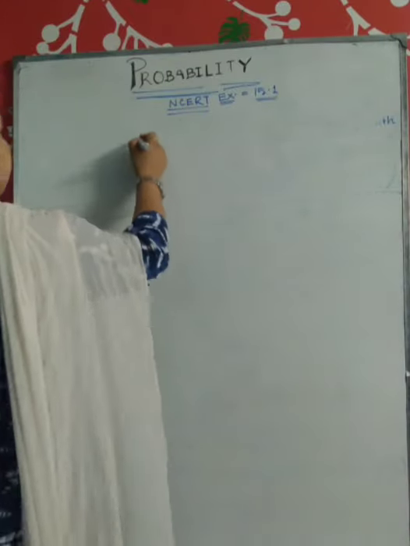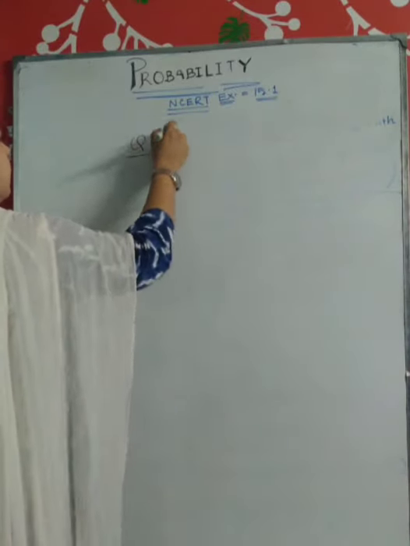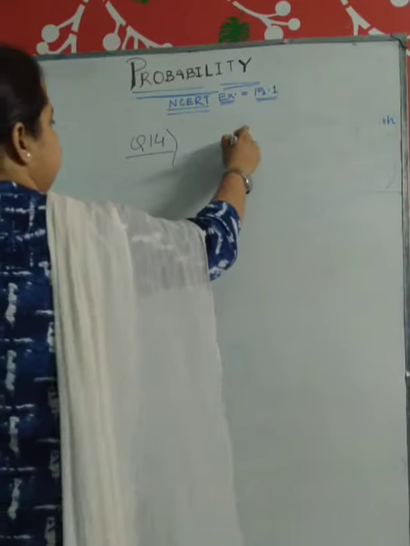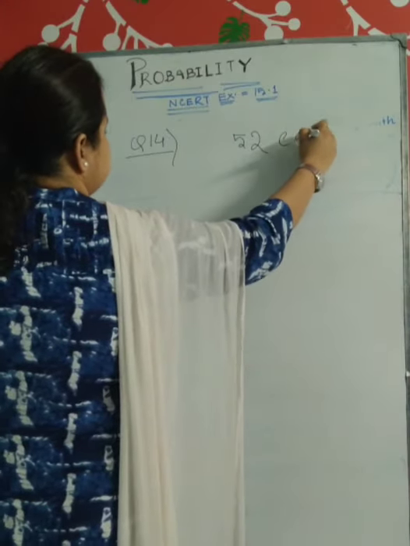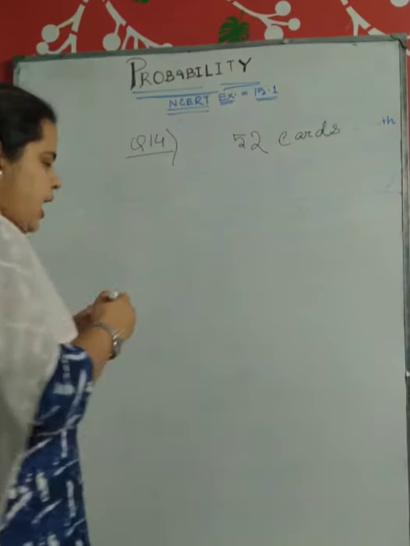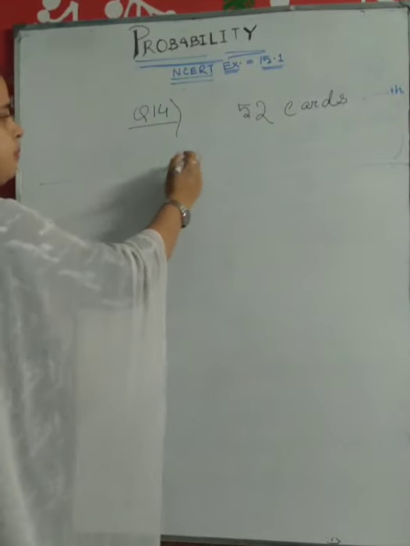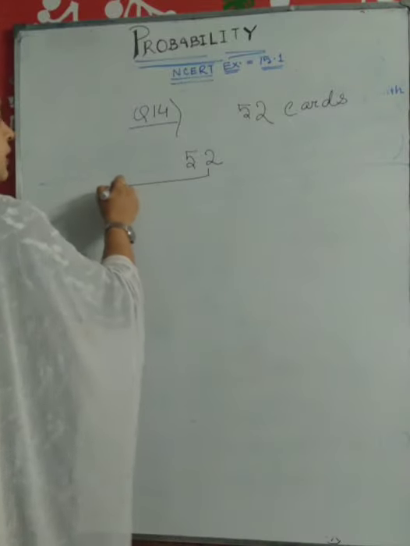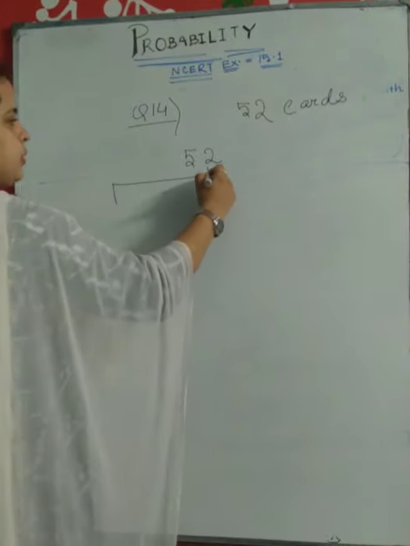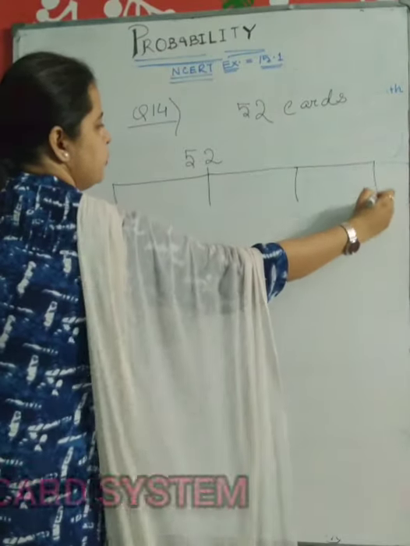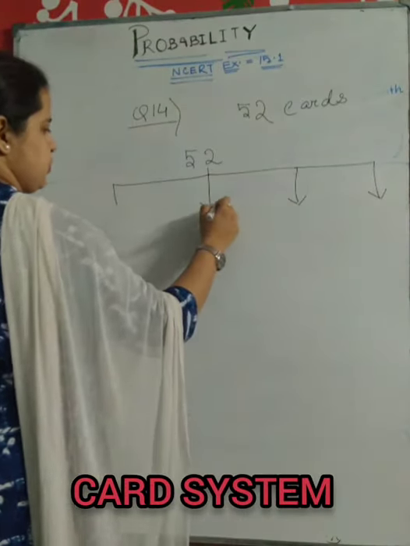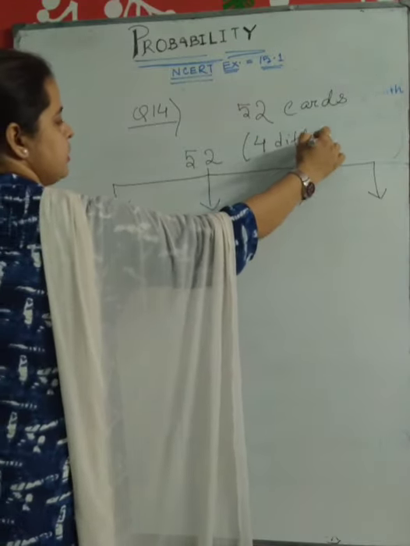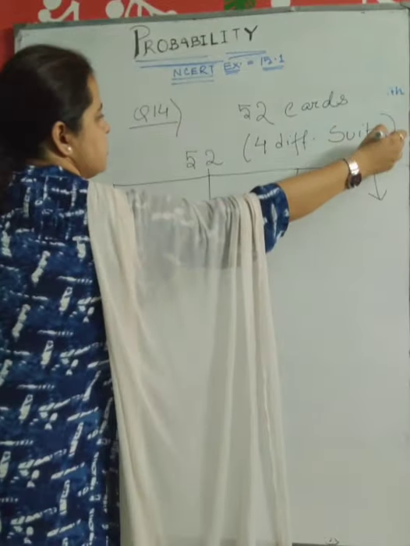Say for example, you have question number 14 of your syllabus, that is exercise 15.1, where you are asked that there are 52 cards. There are 52 cards in a particular pack, and I am writing here the number 52. Out of 52 we have 4 different suits. What I said? 4 different suits of cards.